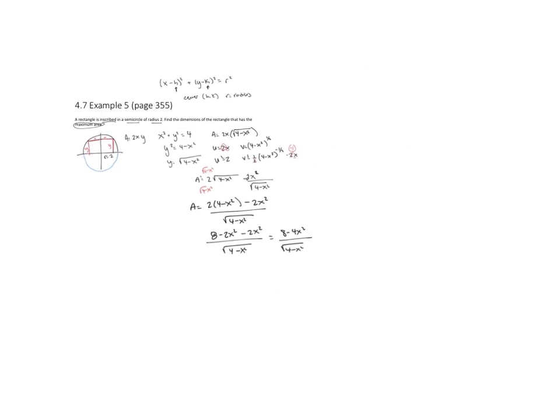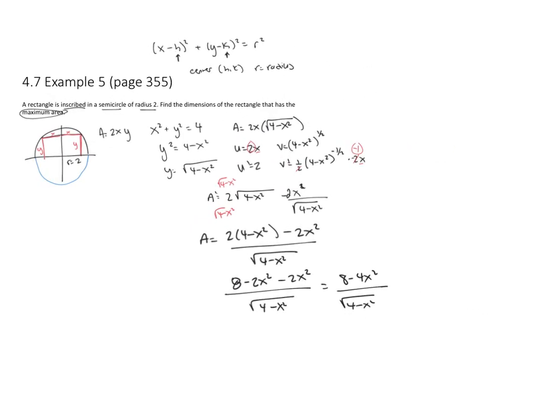Now I'm going to take my numerator and my denominator and set them equal to 0 to find out either when my derivative equals 0 or when my derivative doesn't exist. So to identify my critical numbers, we have x squared equals 2, so x is the square root of 2. I'm not going to worry about x being negative square root of 2 because I can't have a negative length of a rectangle. And then my other one could be 4 minus x squared is 0, so x squared is 4, x is 2.